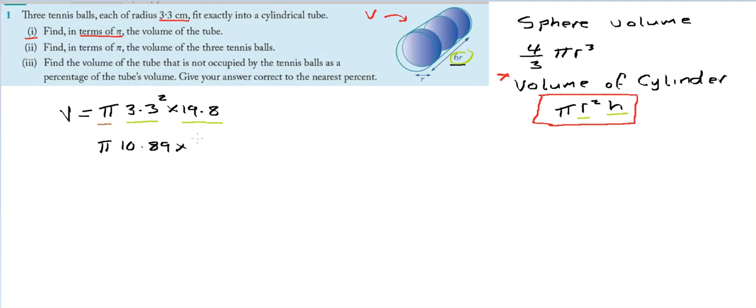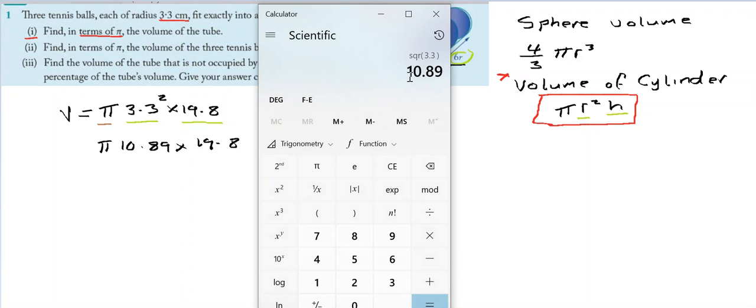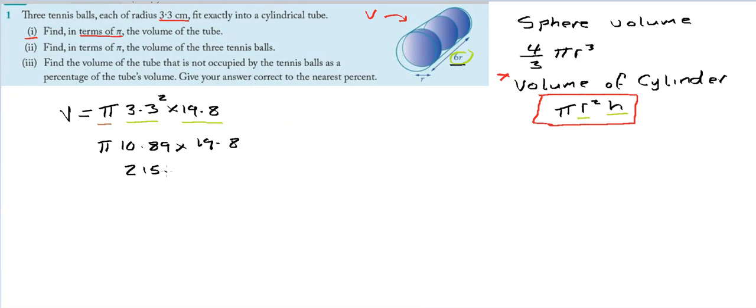10.89 multiplied by 19.8. So then we have to multiply these two by each other. So it's going to be 10.89 multiplied by 19.8. That's equal to 215.622. So 215.622 pi. So volume is equal to pi times 215.622.